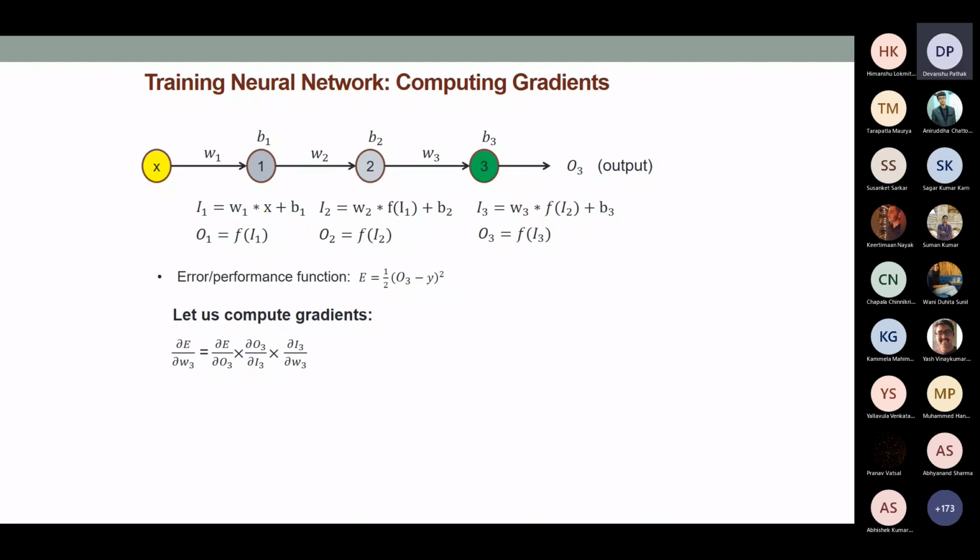All right, now if I want to compute del E del W2, what happens then? Okay, now the chain will get a little longer than del E del W3 because now the dependency is more. So E depends on O3, O3 depends on I3, I3 depends on O2, O2 depends on I2, then I2 depends on W2.